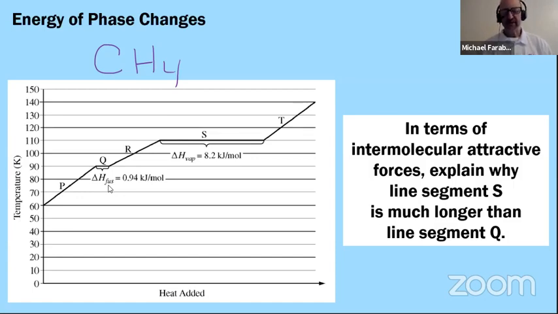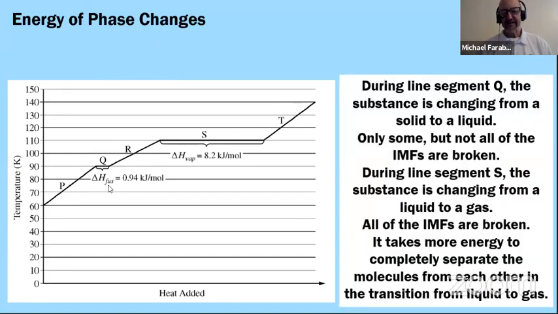Well, I've already talked about this, so I'll go quickly to the answer. During line segment Q, the substance is changing from a solid to a liquid. Only some, but not all, of the intermolecular forces are broken. During line segment S, the substance is changing from a liquid to a gas. Essentially, all of the intermolecular forces are broken, so it takes more energy to completely separate the molecules from each other in the transition from liquid to gas than it does to separate the crystal into the liquid phase.